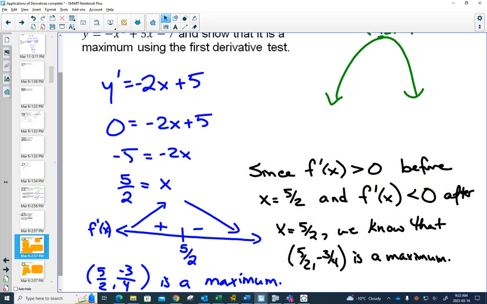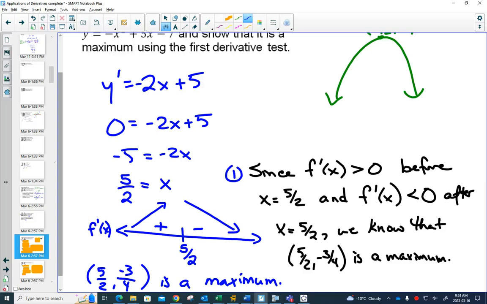So here's number 1, right? Since it's positive before and negative after. And I used inequalities, you can use words. Since f prime of x is positive before x equals 5 over 2 and negative after x equals 5 over 2, that would be good.